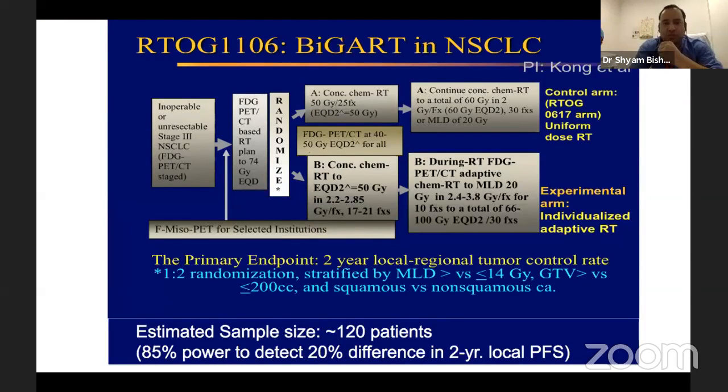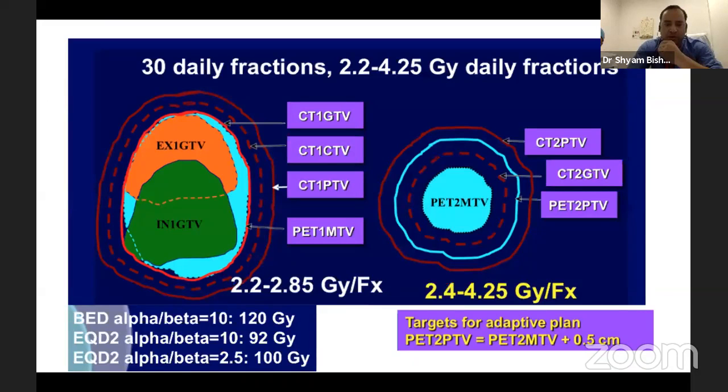So this forms the basis of the RTOG 1106 dose escalation trial, a big smart trial of NSCLC, which is currently ongoing. There are two arms. The control arm is the same as the RTOG 60 gray arm. In the experimental arm, they gave an EQD2 of 50 gray in around 20 fractions, and then repeated the PET scan, and the metabolically active volume was escalated to a dose of 120 gray BED and EQD2 of 92 gray. So this is currently ongoing, results are awaited.